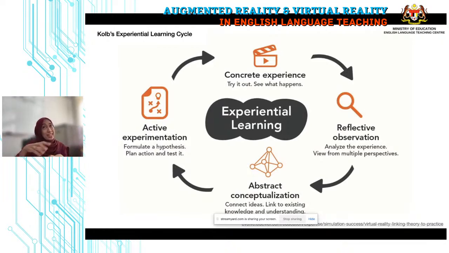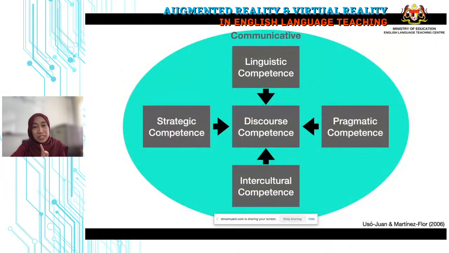So this is where the language part comes in, whereby we need to also understand the communicative competence model. Okay, in this communicative competence, we talk about discourse competence. There are four elements of this: the student should be able to have linguistic competence, pragmatic competence, intercultural competence, as well as strategic competence. So using AR and VR brings this immersive experience whereby it should help the students to enhance their linguistic competence, pragmatic competence, intercultural competence, especially because it's quite challenging for us teaching English in Malaysia.